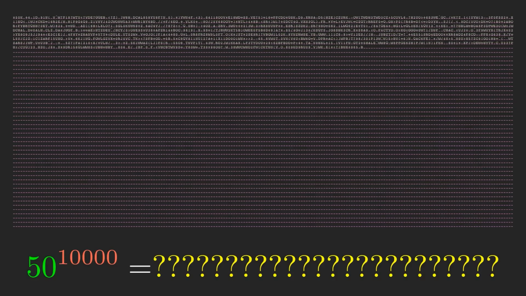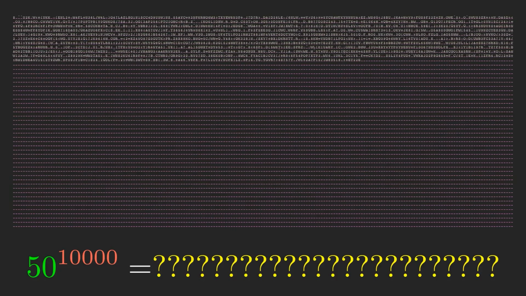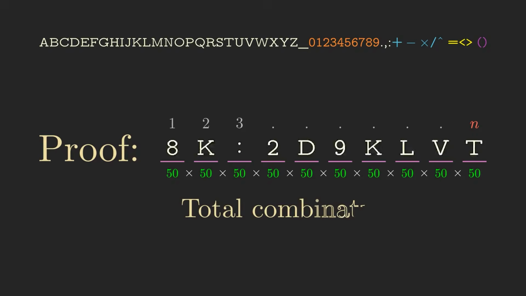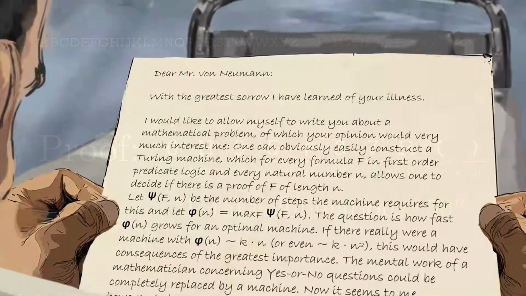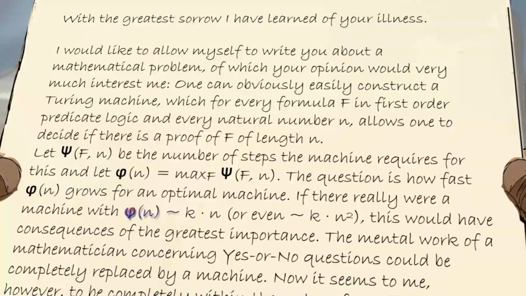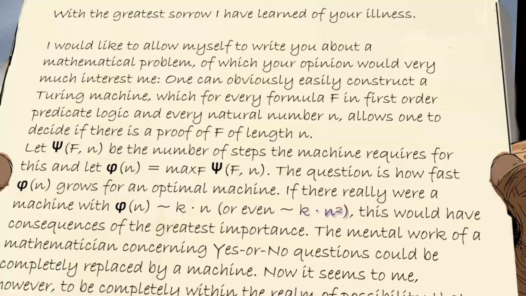In simple terms, he essentially asked, is there a faster way to automatically generate proofs? How efficient could an automated prover be in terms of a limit on the proof size? The naive program we just considered had an exponential runtime, on the order of 50 to the n computational steps for a proof size of n. But to Gödel, it seemed at least plausible that a runtime proportional to n, or maybe n squared, might be achievable.